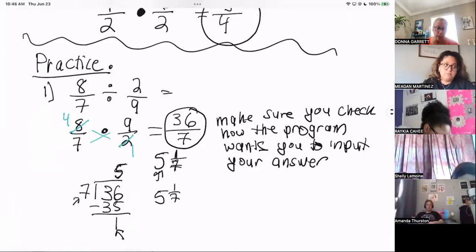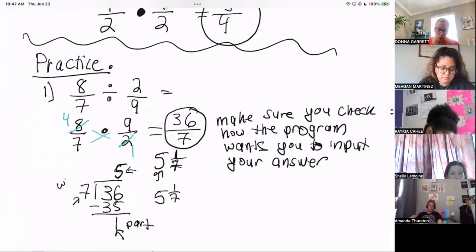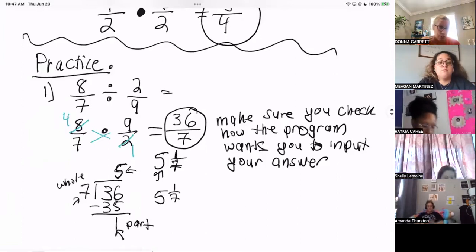So either way, division always works too, because you can see clearly that this is my whole number, this is my part of my fraction, and this is my whole. So any remainder is going to be your numerator, and whatever you're dividing by is going to be your denominator. It's a really good question too.